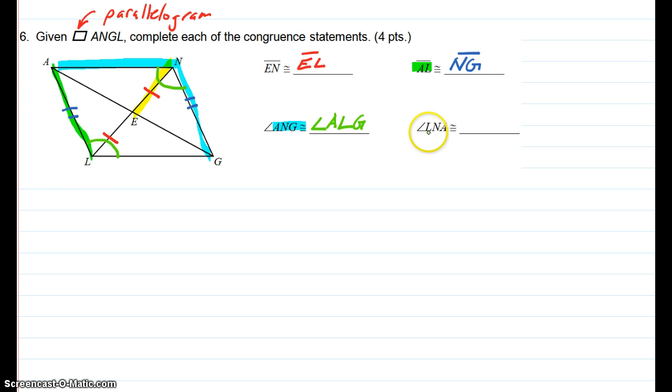And the last one, angle LNA. So we're talking about angle LNA, so this angle right here. Well, the diagonals create alternate interior angles, so we are talking about this angle here, and so that would be NLG. So angle NLG.